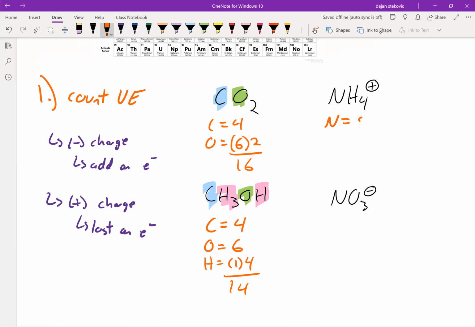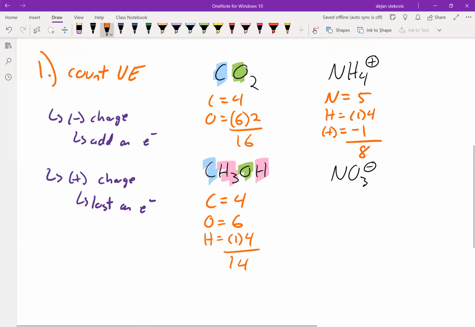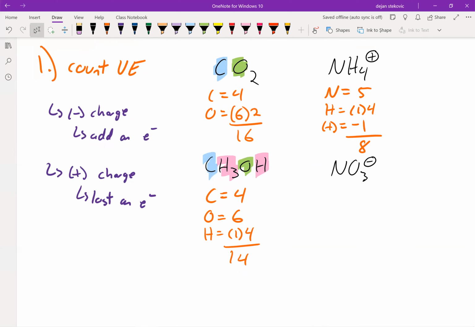Nitrogen, according to the periodic table, has 5 valence electrons. Hydrogen each has 1 valence electron, and there's 4 of them. And because we have that positive charge, we want to subtract out 1 electron. When we do the math there, we end up with 8 valence electrons. Down here, nitrogen has 5 valence electrons. Each oxygen has 6 valence electrons, but in this case, we have 3 of them. And then we have a negative charge, which means we have an extra electron, so we need to add 1 more electron there.